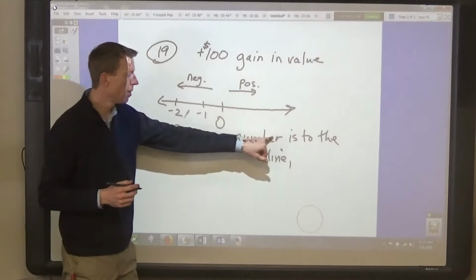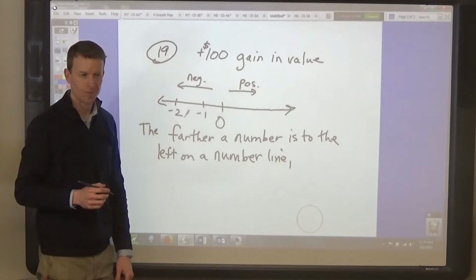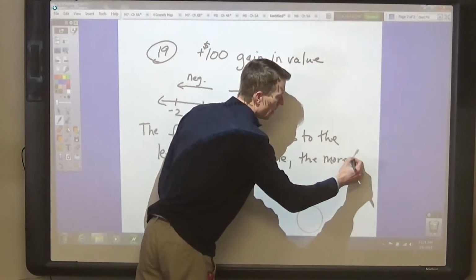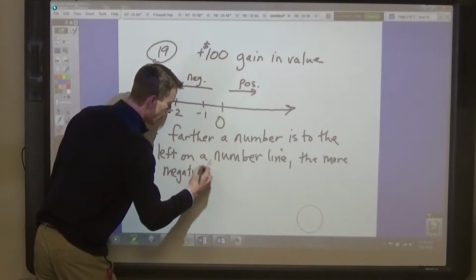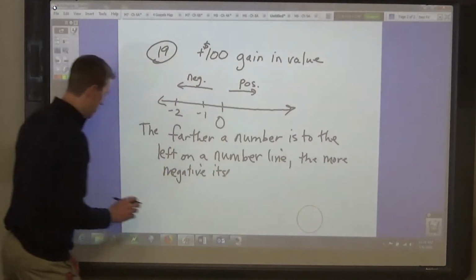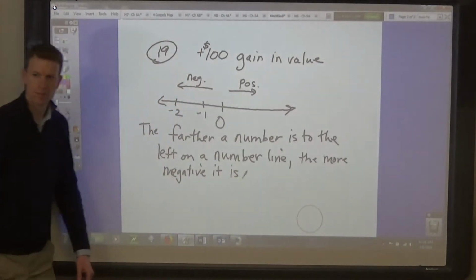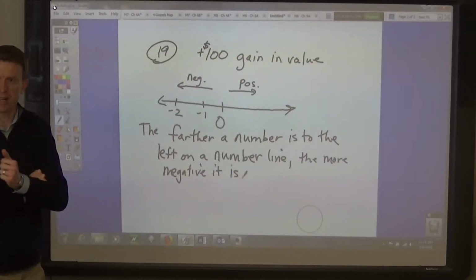So, the farther the number is to the left on a number line, the more negative, right? How else could you finish that sentence? Read it? The like the lower value it has. Okay, the lower the value is. Yeah.